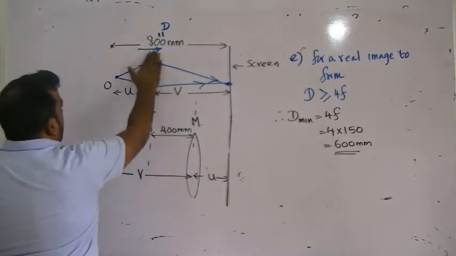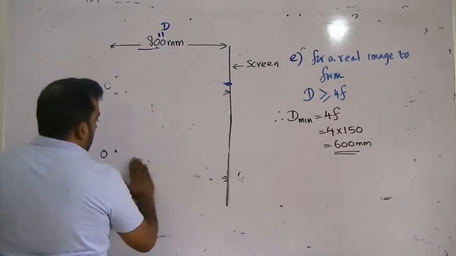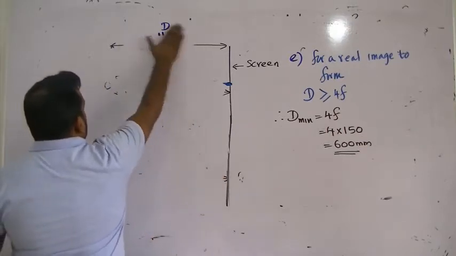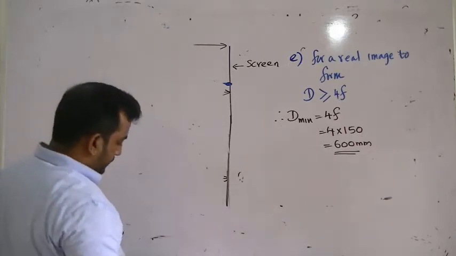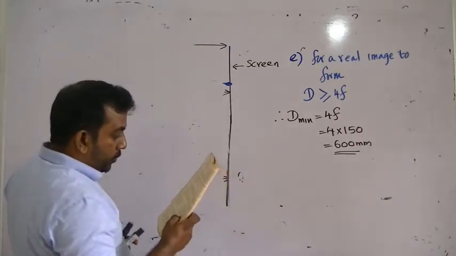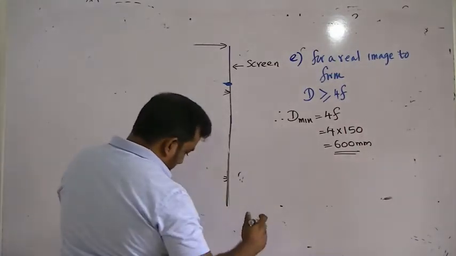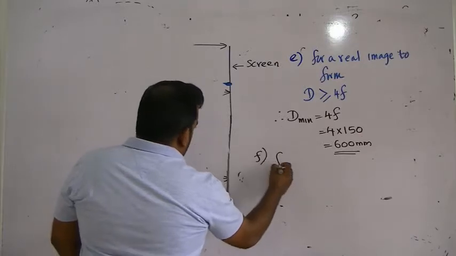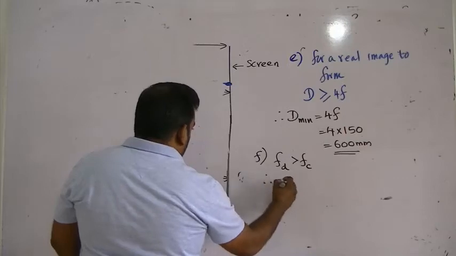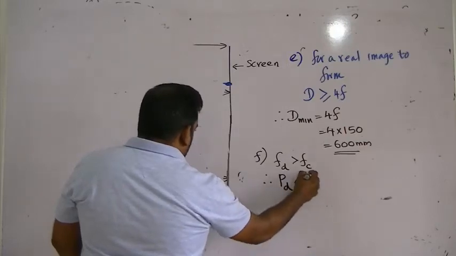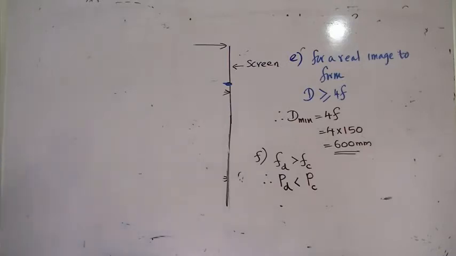Right. Now what happens is they have given you a diverging lens. But remember they have given you a small hint: the focal length of the diverging lens is larger than that of the convex lens. This is part F. Therefore, the power of the diverging lens is smaller than the power of the convex lens. Right. Effective power will be convex.